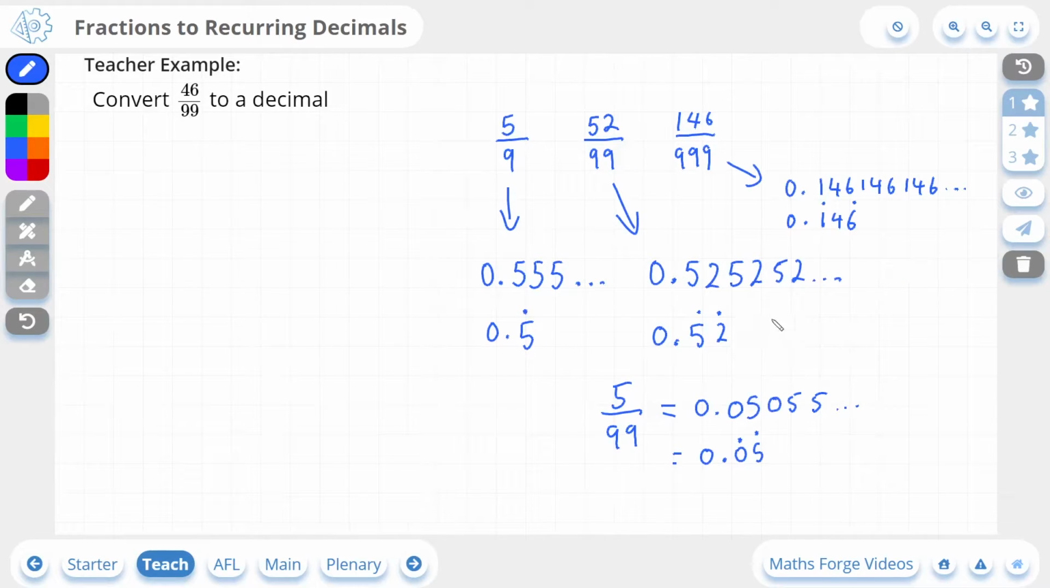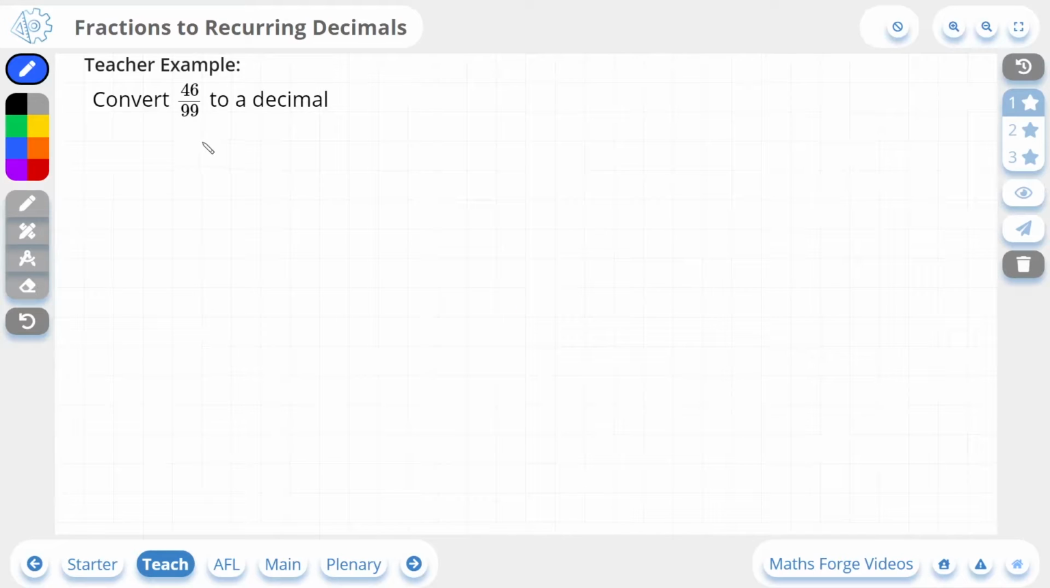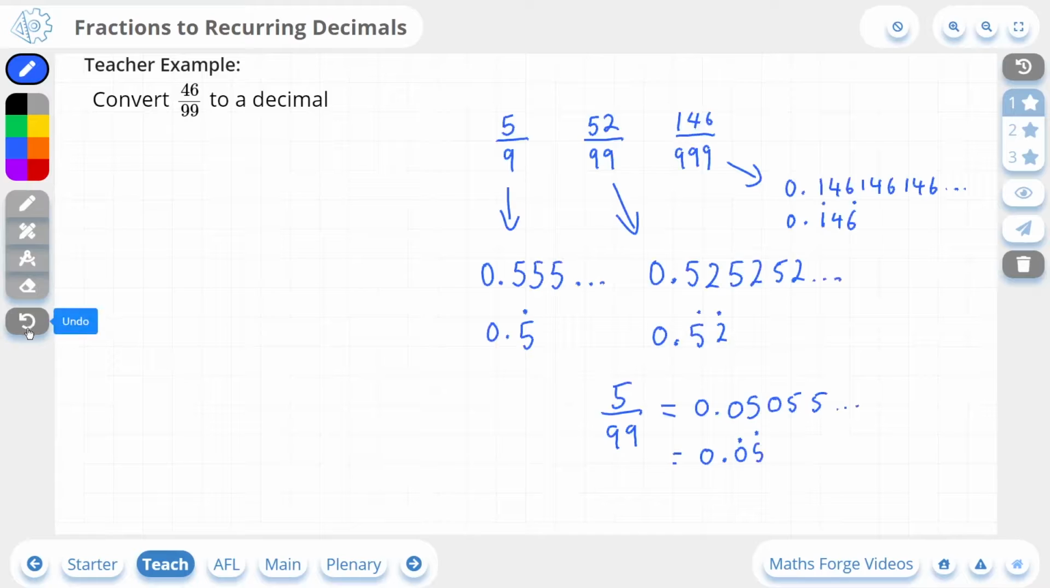Now let's use this knowledge to answer our first question. Here we're being asked to convert 46 over 99 to a decimal. Well, from our previous explanation, we can do this by simply writing 0.464646. And of course, a quick way of writing this is just going to be 0.46 with the 2 recurring dots over the 4 and the 6. Since there are two 9s at the bottom, there are going to be 2 digits that are recurring. And since there are 2 digits on top, they are the 2 digits that are recurring. So if we check our answer, there it is.